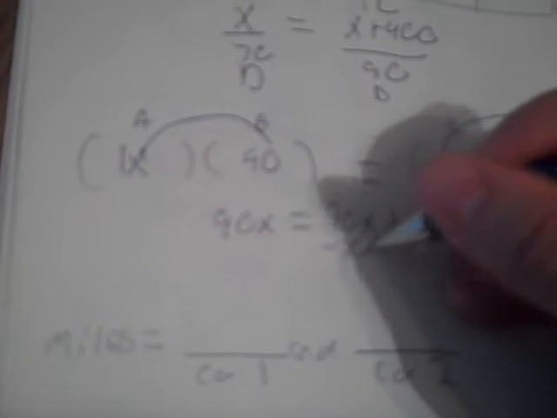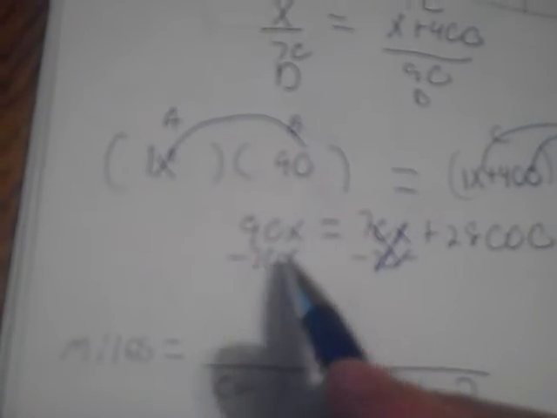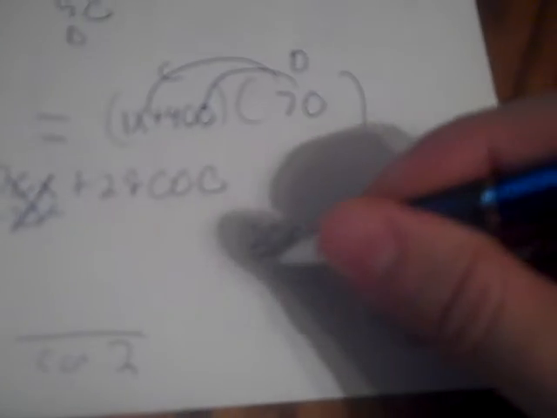We're going to need to subtract 70x. So 20x equals, because that's 20, 28,000. Divide by 20, divide by 20. And 28,000 divided by 20 is 1,400. Okay, so car number 1 travels 1,400 miles. He must be going cross country or something.